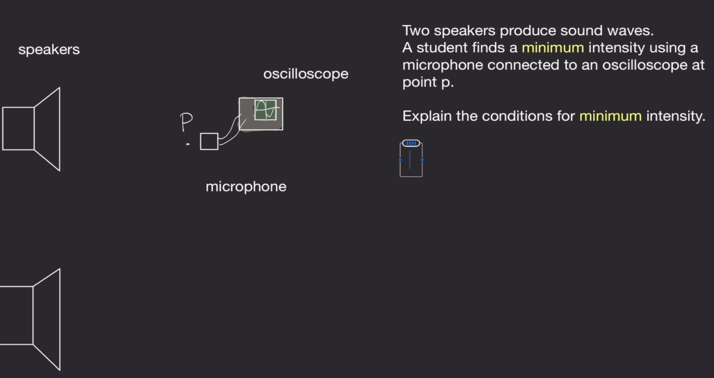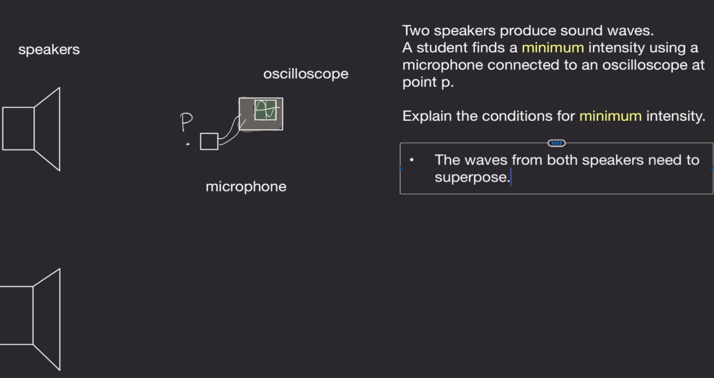And now we're going to do exactly the same question. However, I've changed the word maximum to a minimum. So imagine the reading at P was a minimum. What are the conditions for minimum intensity? Well, the waves also need to superpose to produce a minimum. But now we have a different equation. The path difference needs to be half a wavelength plus another wavelength or plus two wavelengths, etc.